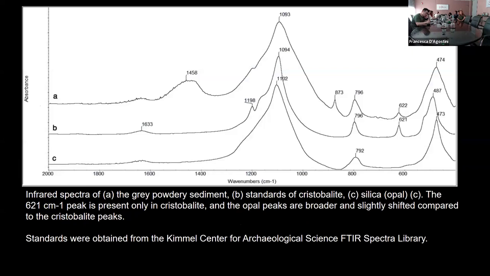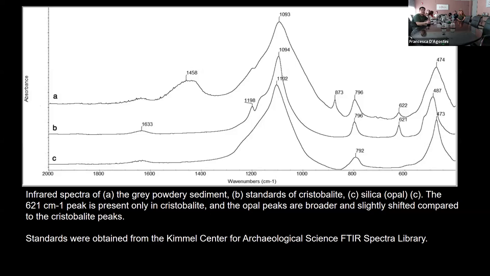These are the FTIRs. The first one is this archaeological sample. The second one is the spectrum of cristobalite, which is this silica mineral. And the third one is the grass silica opal.